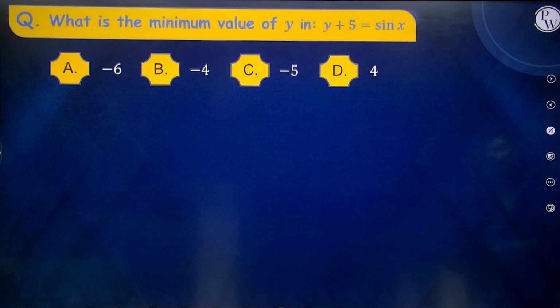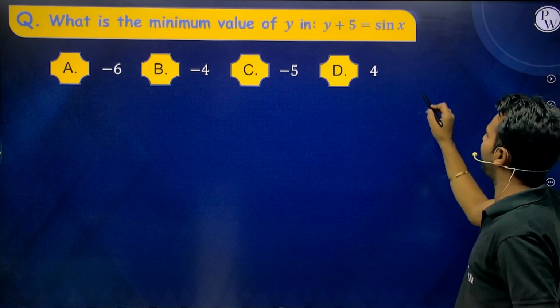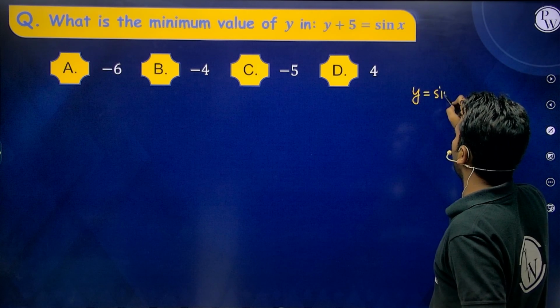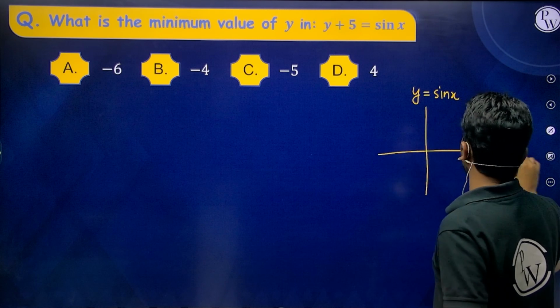Okay, so what is the minimum value of this particular expression? Now we are aware that y equal to sine x looks something like this. How?